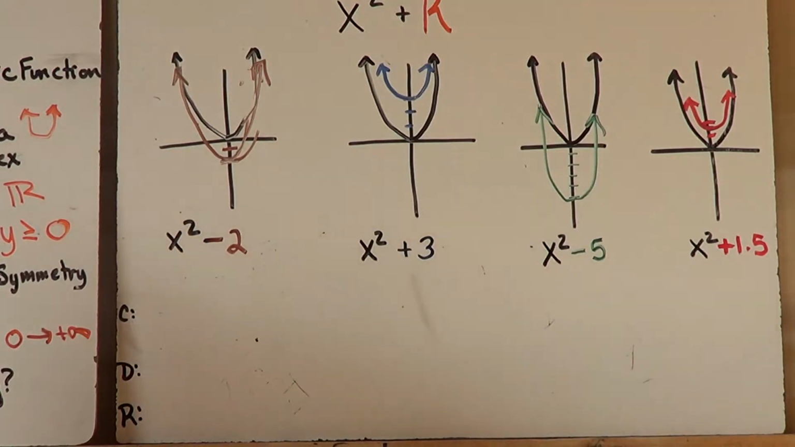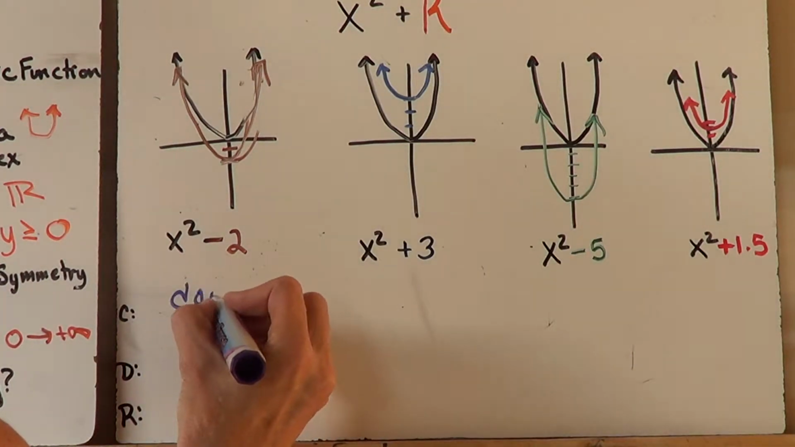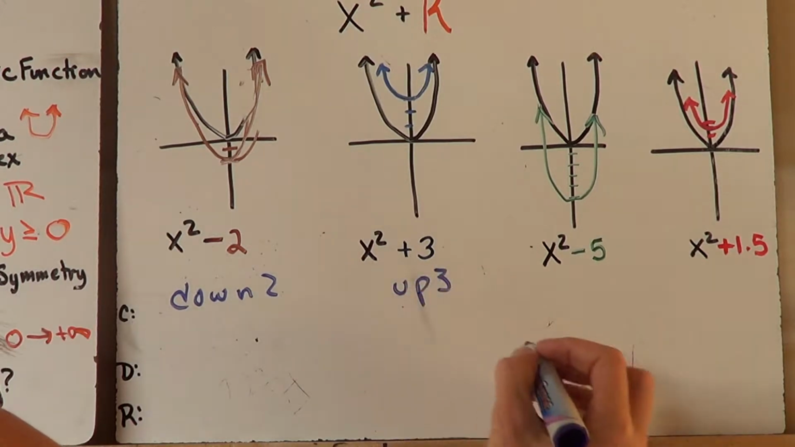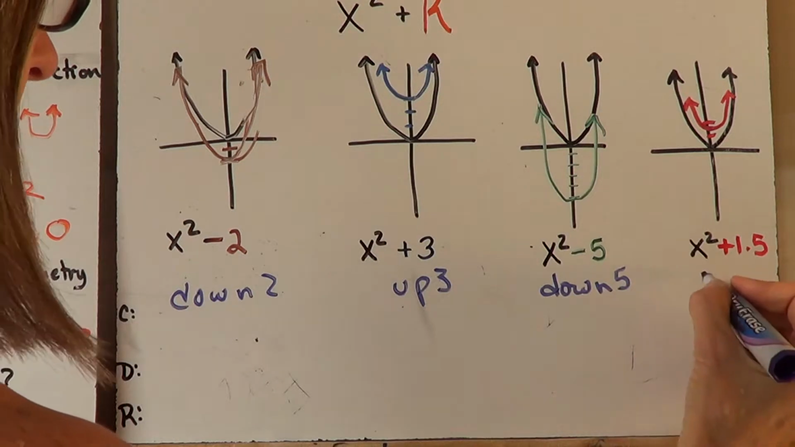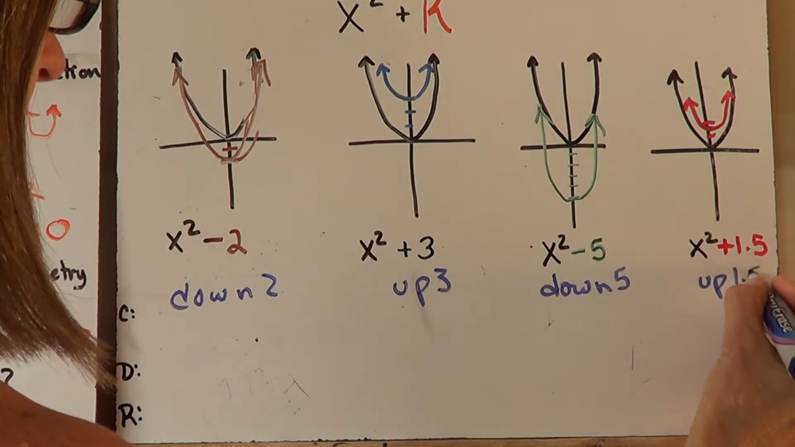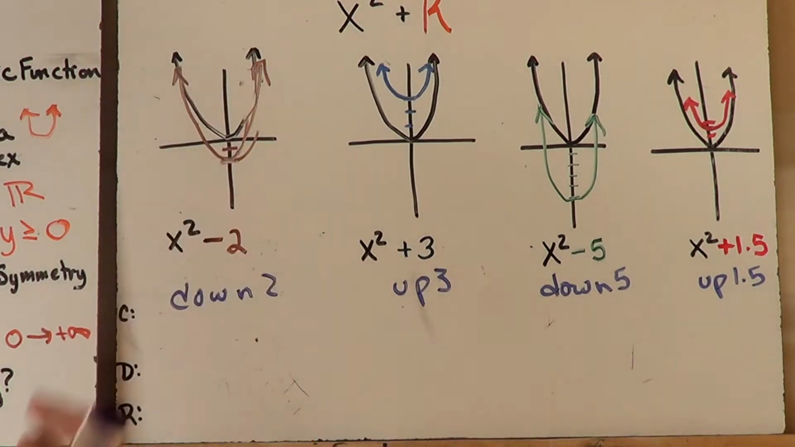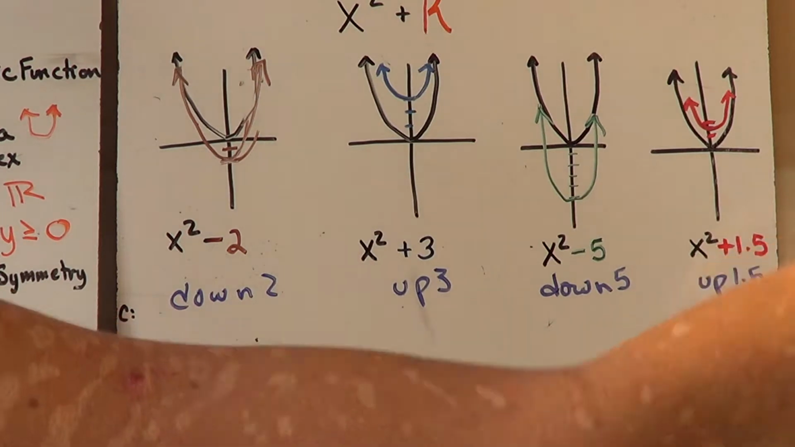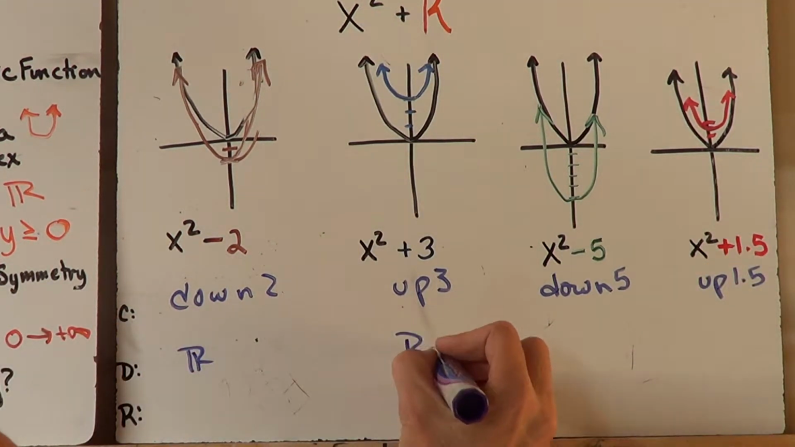I'm not going to do all my color coding on this part, just to save you time. So I would say down 2, up 3, down 5, up 1.5. So the sign there determines which way it's going to go. Now your domain, as I said a minute ago, is how far out it goes. So it's all real numbers for each one.